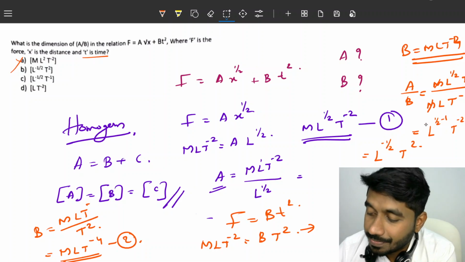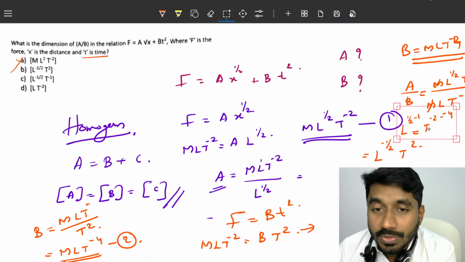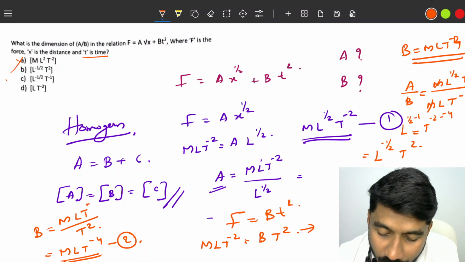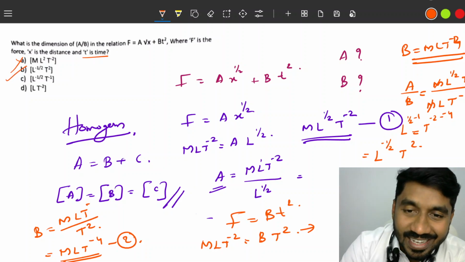So what is the option? L raised to minus 1 by 2, T raised to 2. Option B is our answer. I hope it is very clear.